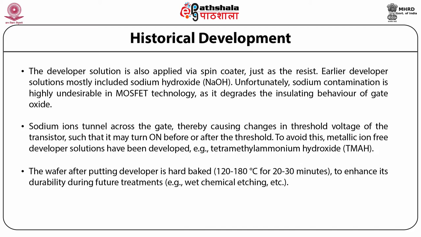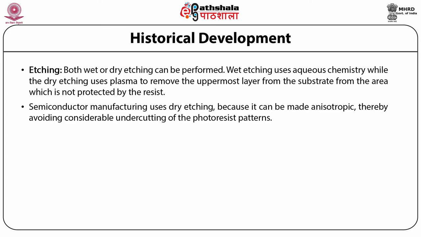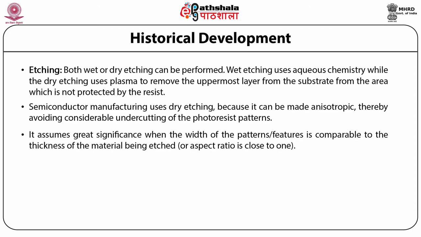Etching. Both wet and dry etching can be performed. Wet etching uses aqueous chemistry while dry etching uses plasma to remove the uppermost layer of the substrate from the area which is not protected by the resist. Semiconductor manufacturing uses dry etching because it can be made anisotropic, thereby avoiding considerable undercutting of the photoresist patterns. It assumes great significance when the width of the pattern or feature is comparable to the thickness of the material being etched.